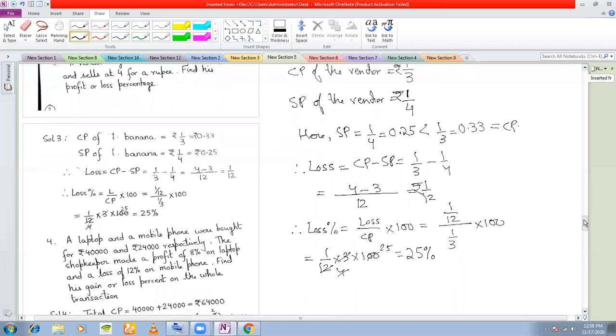Which is very obvious, right? Because if you are buying 3 bananas for 1 rupee and you're selling 4 bananas for 1 rupee, for the same cost, obviously you'll incur a loss. You are buying fewer bananas and you're selling more bananas for the same amount of money. Obviously you incur a loss.